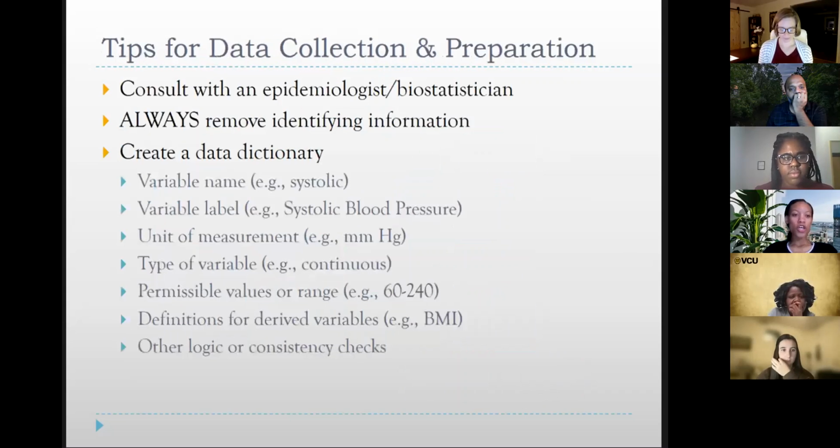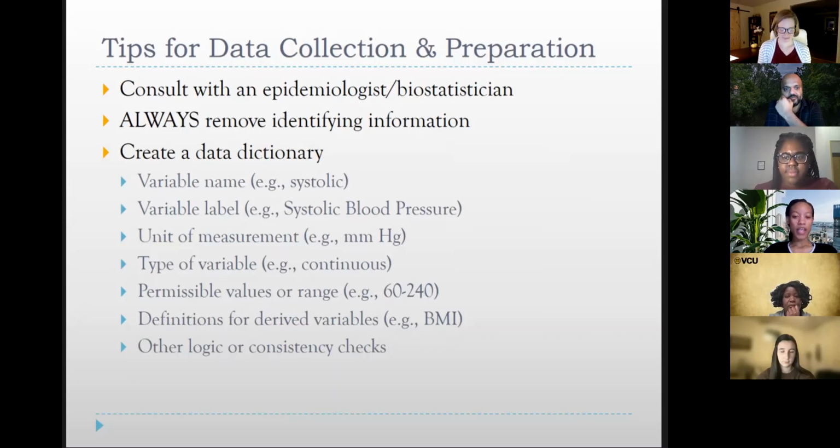All right. For the tips for data collection and preparation, I have a few, and then I'll have a couple examples, and I'll be done. But first, once you decide you want to research a specific topic, it's advisable to contact an epidemiologist or a biostatistician. The earlier you get them involved in the process, the more efficient you can be, and the quicker you can determine what the best study design is for your project. And once you start down that route, please make sure you always remove any identifying information.